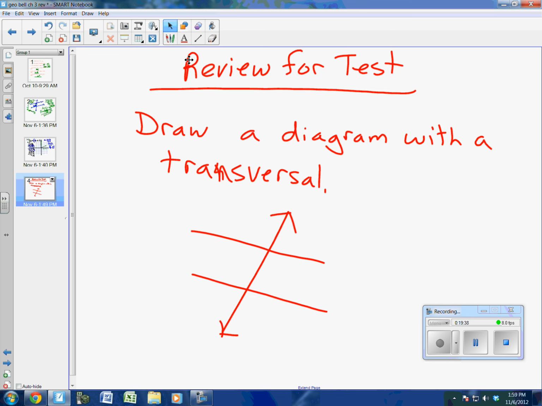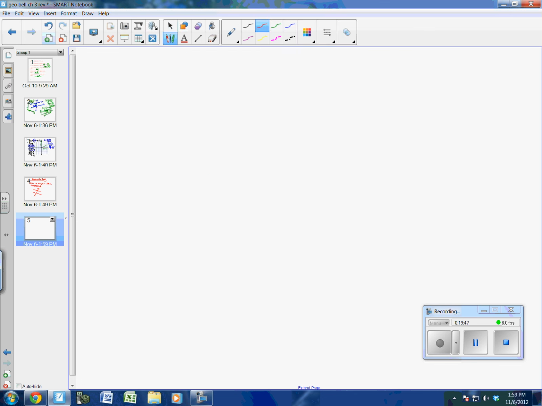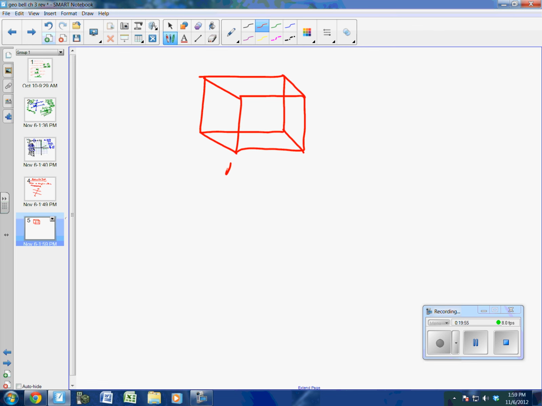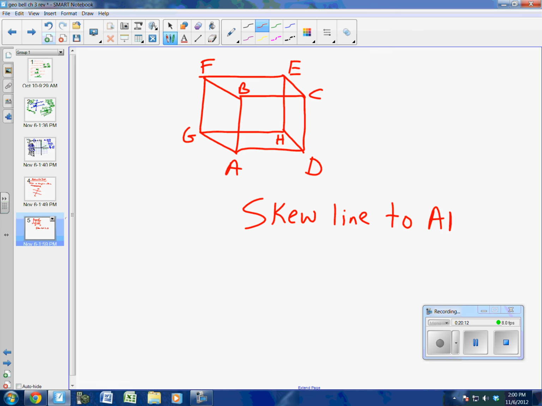All right, second question. If you have this cube right here, this is called A, B, C, D, and E, F, G, and H. I want you to name a skew line to segment AD. A skew line to segment AD.